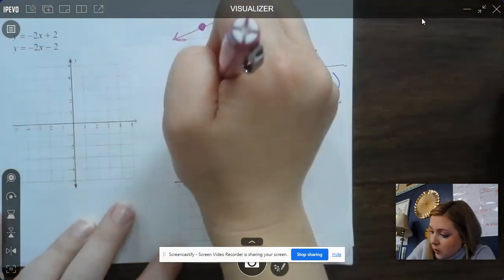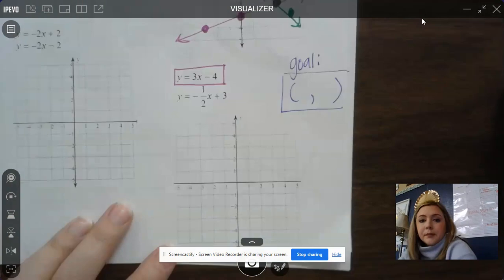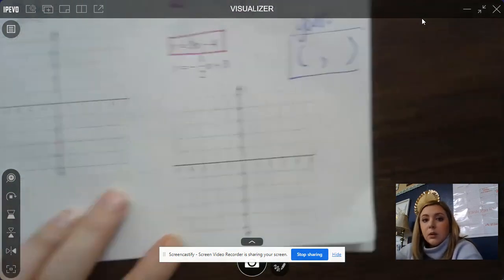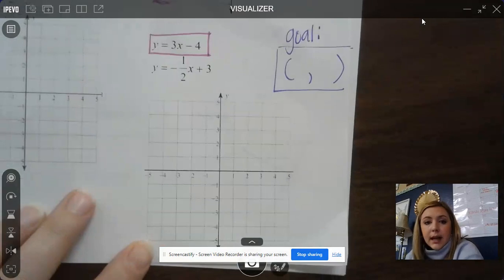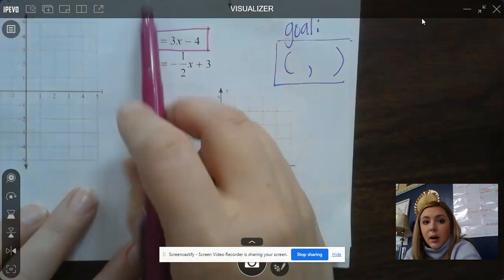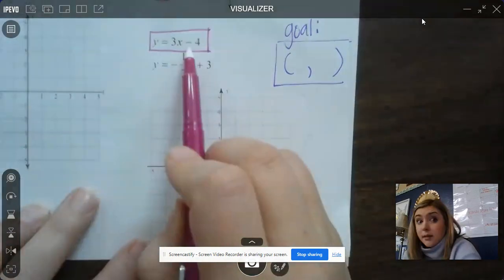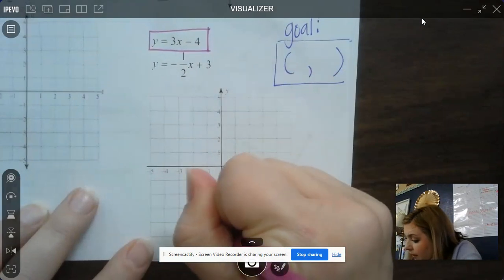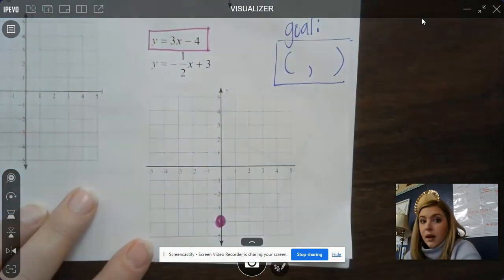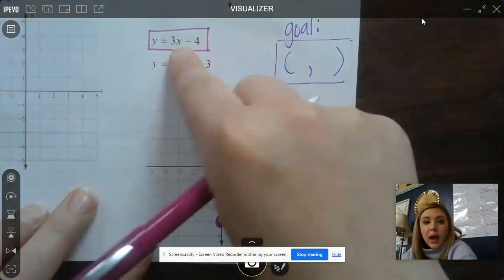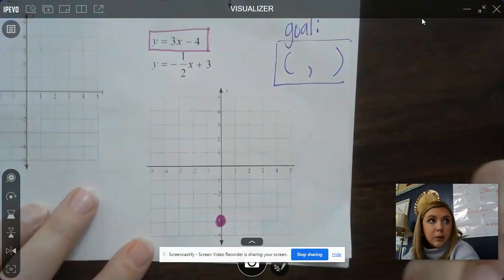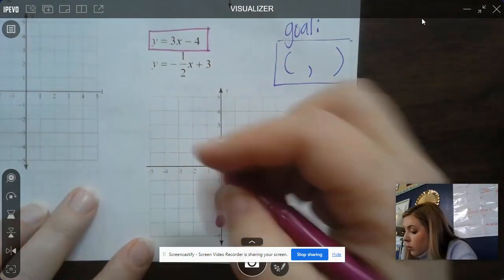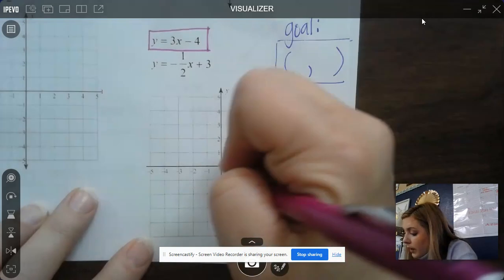So I'm boxing out this first one with this color. Okay, and I'm going to graph. Zoom in a little bit. Okay, I'm going to say that my y-intercept is at -4. So that means I'm starting at -4 on the y-axis. And I have a slope of +3. How does a slope of +3 move? Up 3, right 1. So up 1, 2, 3, right 1.